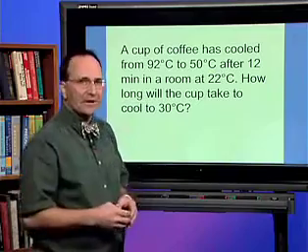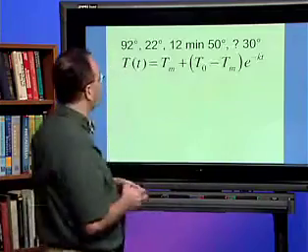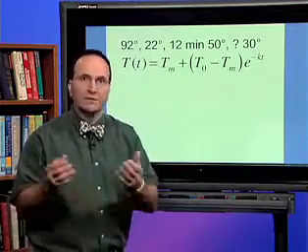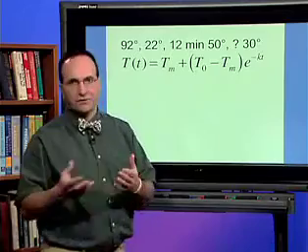Let's find out how you did on this problem. I've already extracted the important information and written it down here. There's our formula. It's a two-part problem. First, you have to solve for k, then plug k back in and solve for t.